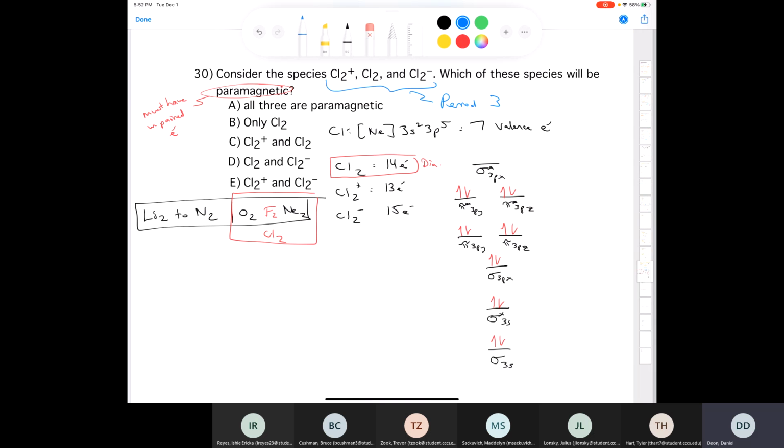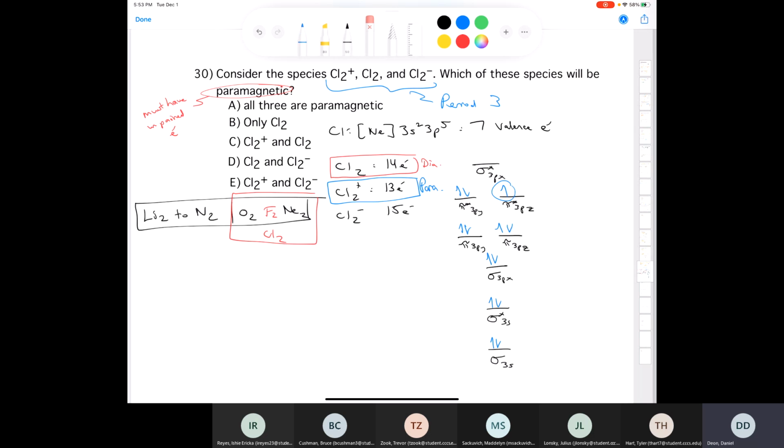If I want to do Cl2 plus, let me remove all these electrons. There we go. Let's count them up: 1, 2, 3, 4, 5, 6, 7, 8, 9, 10, 11, 12, 13. I've got an unpaired electron right there, so this is going to be paramagnetic.